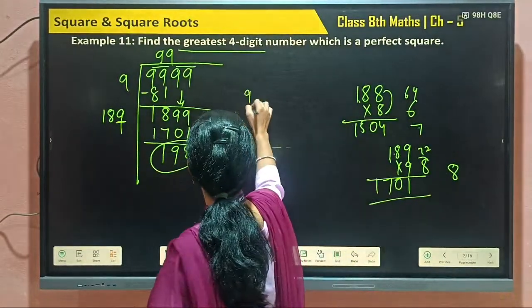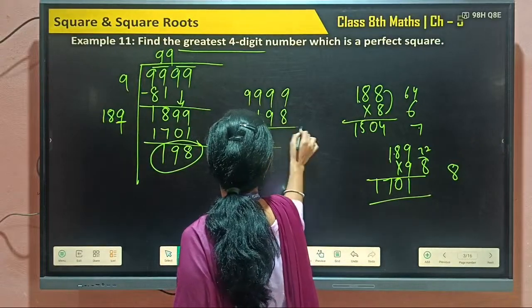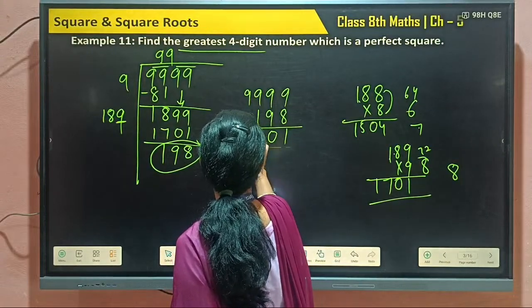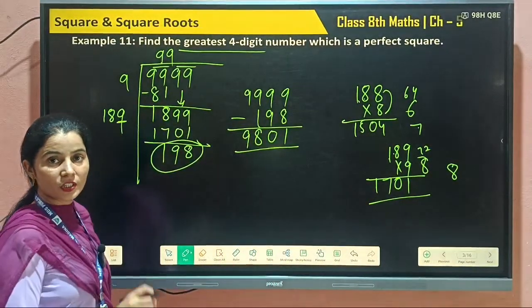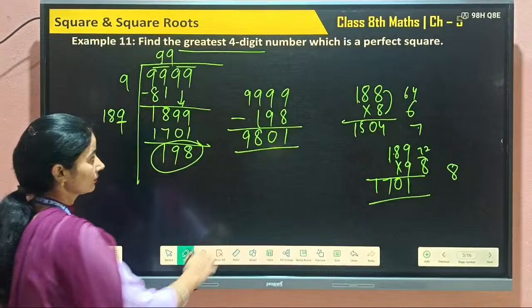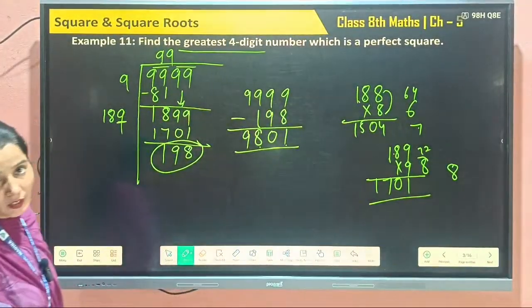Subtract 198, we get 9801. This 9801 is the smallest 4-digit perfect square number.